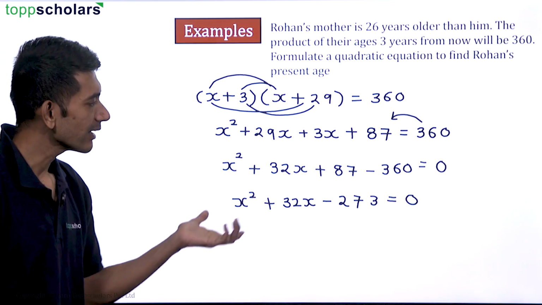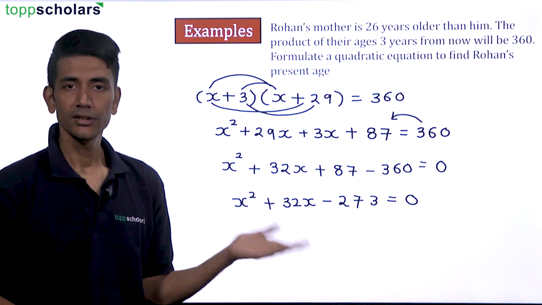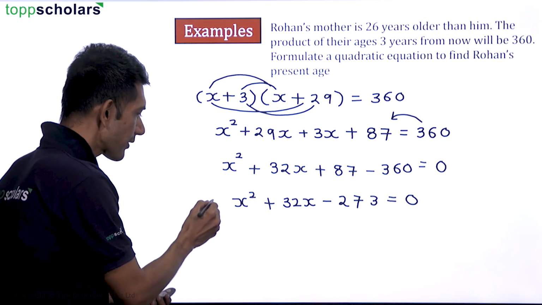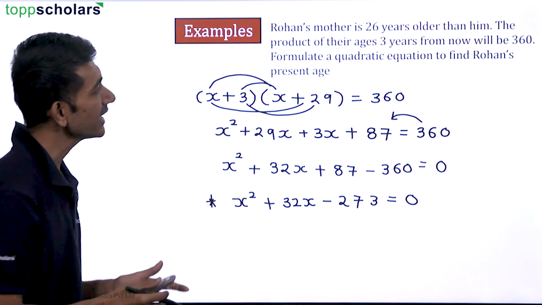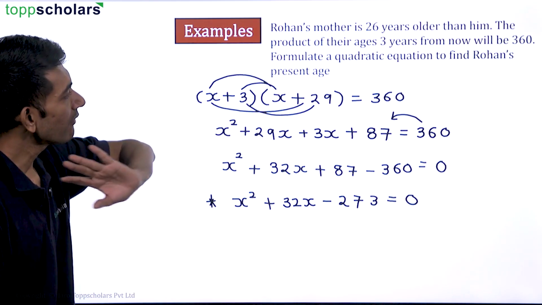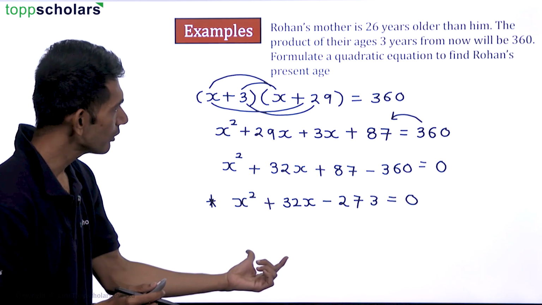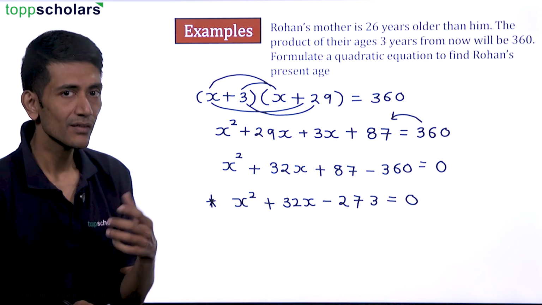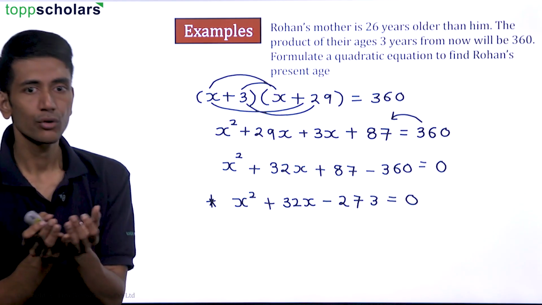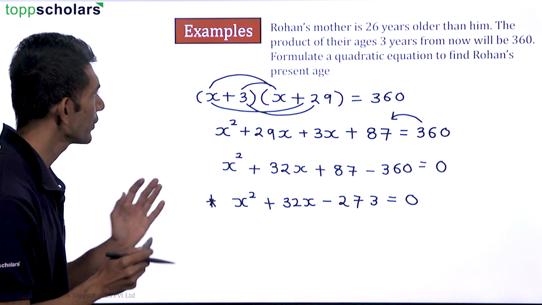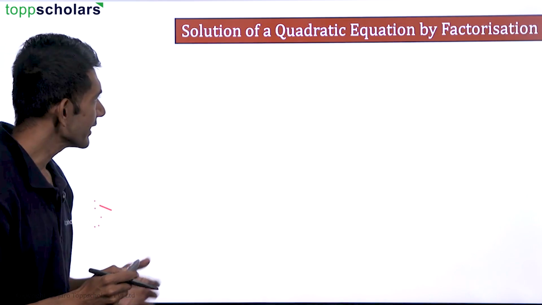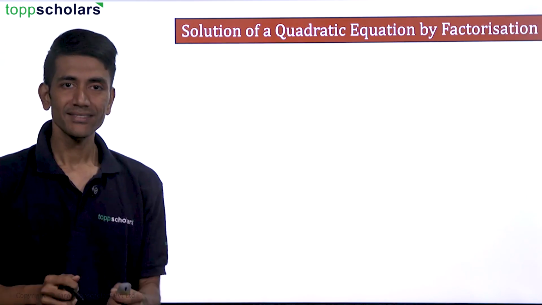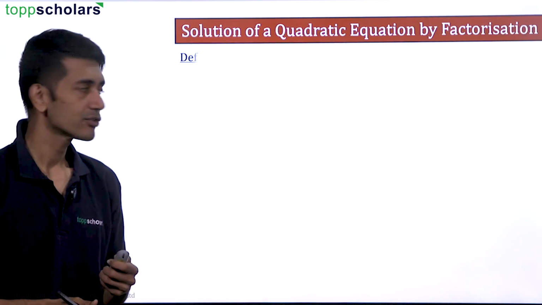I hope you are understanding how we are solving questions based on this. Very simple. So this is your quadratic equation that is framed at the end for finding Rohan's present age. Once we solve this quadratic equation, that is once we get the value of x, that value of x is going to give you Rohan's age, right? Okay. So let's continue. Now let us see the solution of quadratic equation by factorization method.